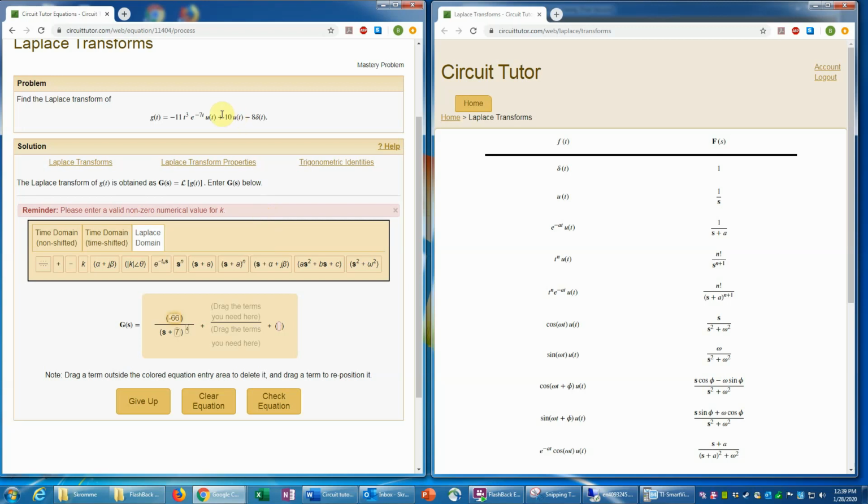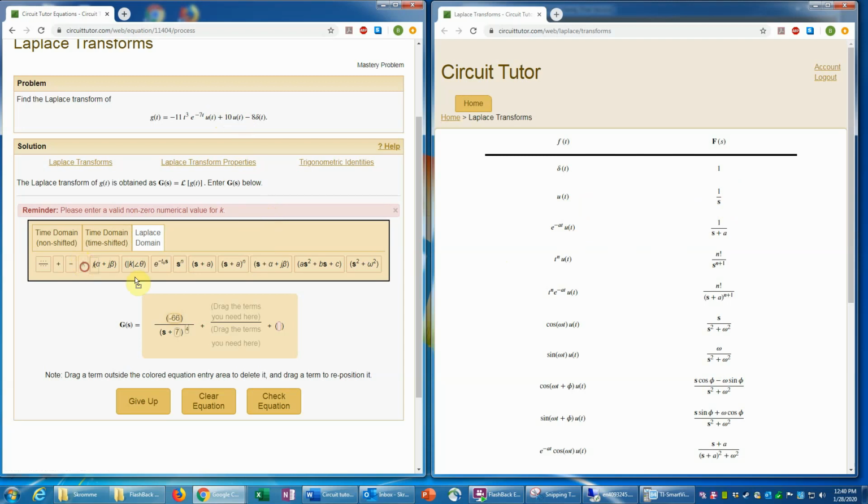Okay, then for the second term, this is simpler. It's just 10 u of t, so for the unit step function, I can hopefully remember that the Laplace transform of that is just 1 over s. If you need to, you can look it up in the table. But these first 3 entries I would certainly recommend you memorize, as they are used very, very frequently. So that'll just be 10 over s.